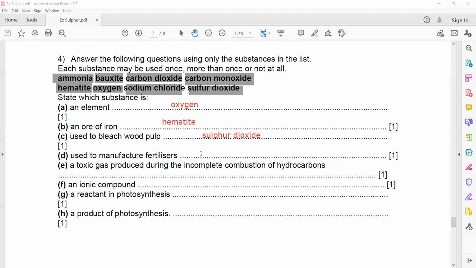Used to manufacture fertilizer. So which one is used to manufacture fertilizer? Ammonia. This is a use of ammonia. A toxic gas produced during incomplete combustion. So incomplete combustion, it is carbon monoxide. An ionic compound. Ionic compound means it's a combination of metal and non-metal. So which one? Sodium is a metal and chlorine is a non-metal. So that is sodium chloride.